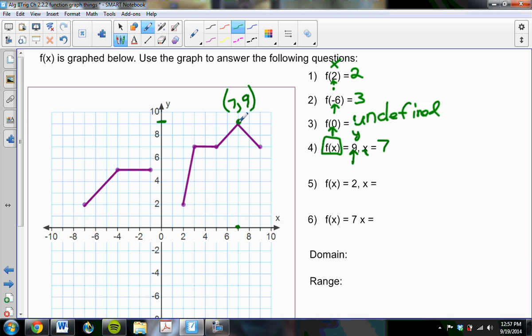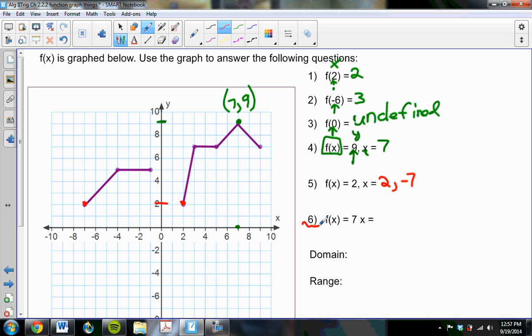If the y value is 2, that actually happens at a couple points. It happens here at 2, and it happens way over here at -7. There's actually 2 values. That means this isn't a one-to-one function, it's just a plain old function. Because one output came from 2 different inputs, it's not a one-to-one function.